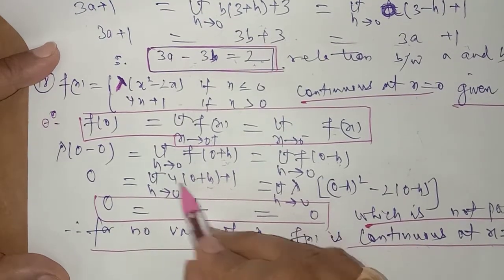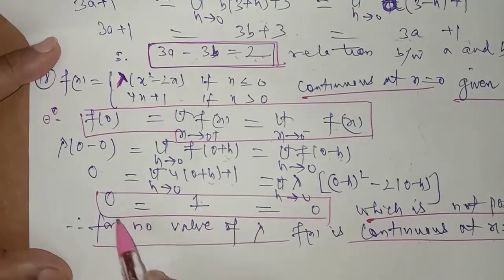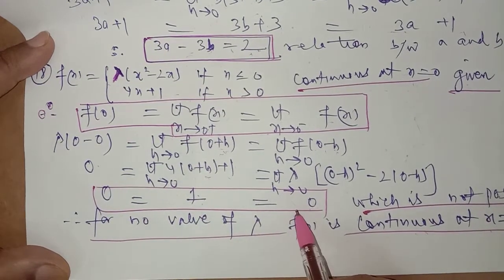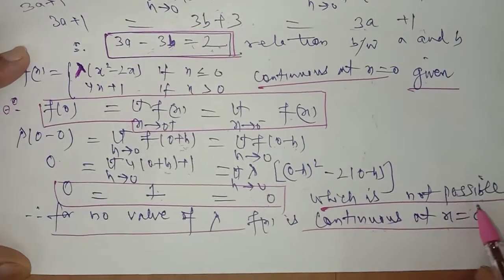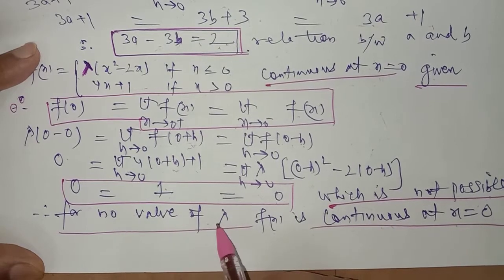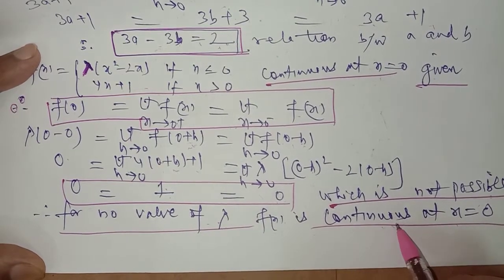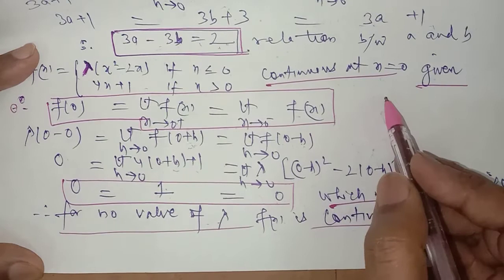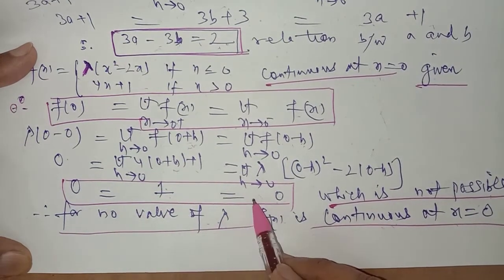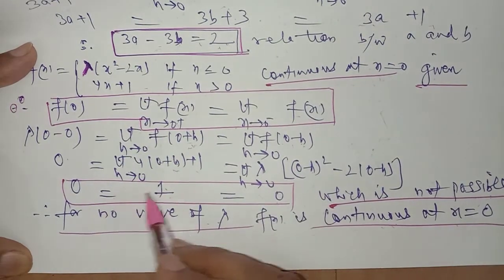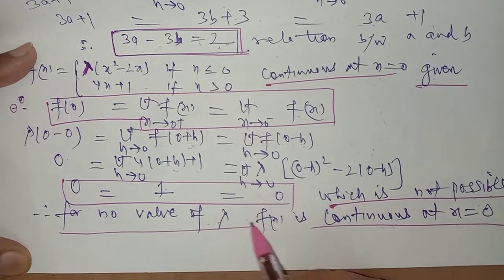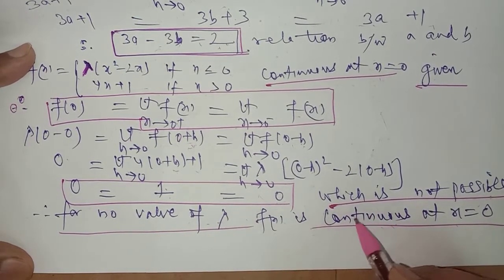Take h goes to 0, this comes out to be 1, and this is 0. But what we are seeing here is that 0 is equal to 1 is equal to 0, which is not possible. So what does it denote? That for no value of lambda is f(x) continuous at x equal to 0. Because it is given that the function is continuous at 0, you have to find the value of lambda. But by putting the condition of continuity, we are getting 0 equal to 1 equal to 0, which is not possible. So there is no value of lambda for which the function f(x) is continuous at x equal to 0.